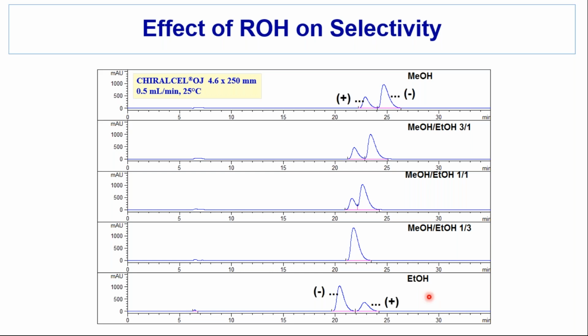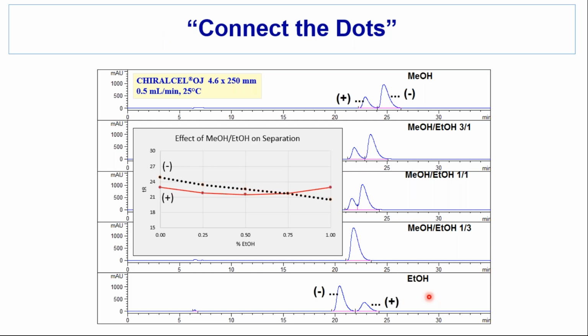Going from ethanol to methanol, we wouldn't use ethanol in reverse phase chromatography typically because of the viscosity, but we would expect a pretty similar chromatography. And sometimes in chiral separations, we see no difference. Sometimes we see a big difference. This is not particularly important to this separation, but it illustrates an example.